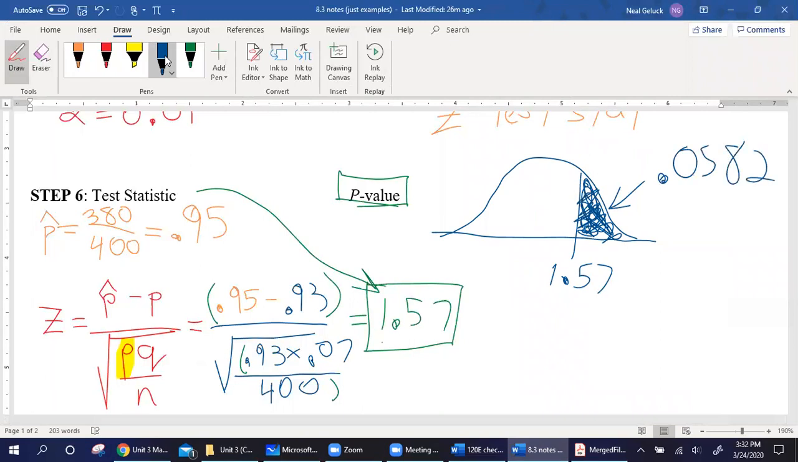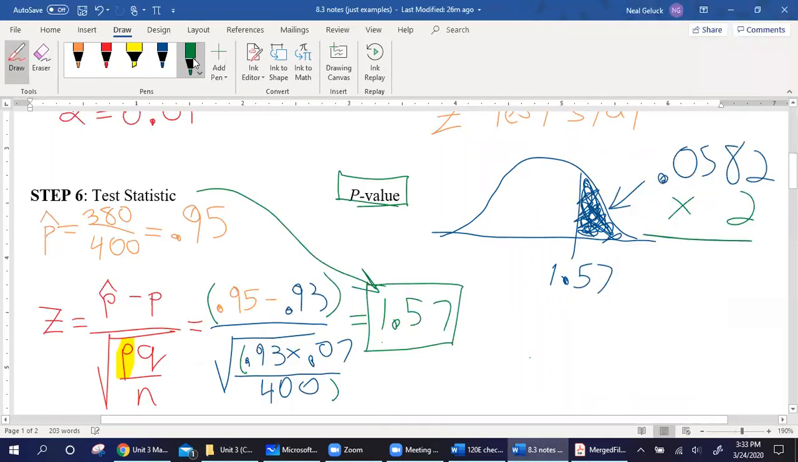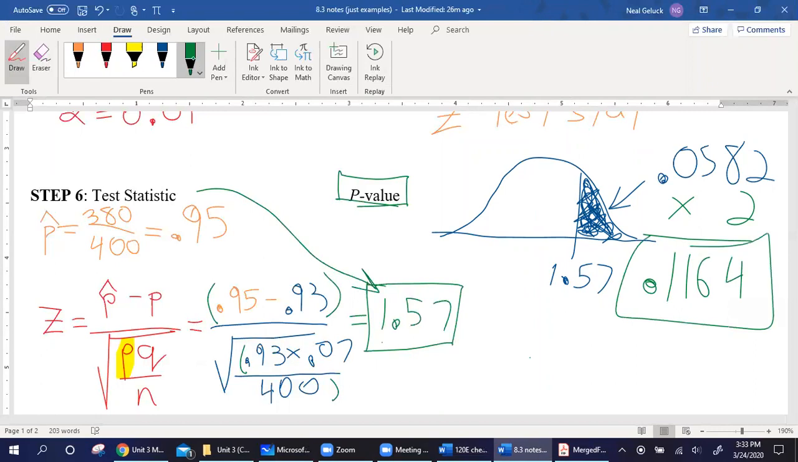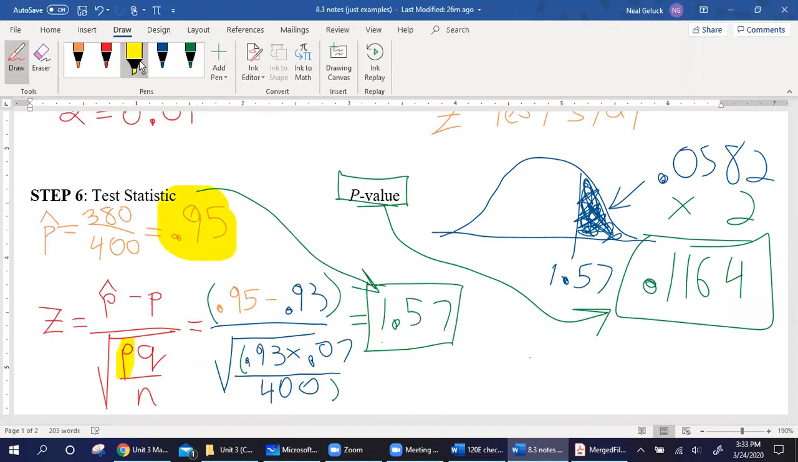You'll get the area right to be 0.0582. But since it's two-tailed, we have to double that. Oops. And that will give me 0.1164. That is the p-value. So it's basically saying the chances of getting 95% if 93% is correct, or sorry, getting an answer at least as far away as 95%, not just 95% itself, but at least as far away as 95%, has about an 11.64% chance of happening. Yeah, that's not a huge percent chance, but it's not very weird.